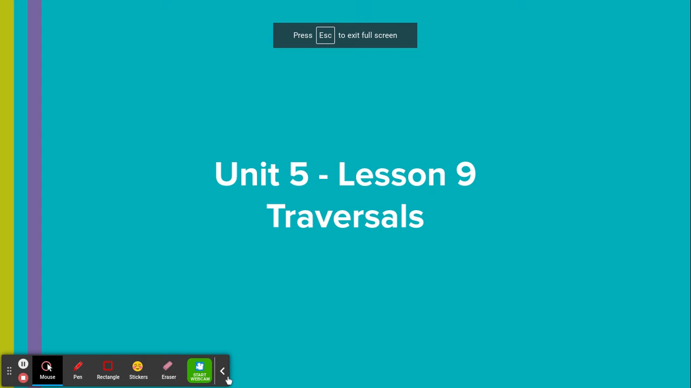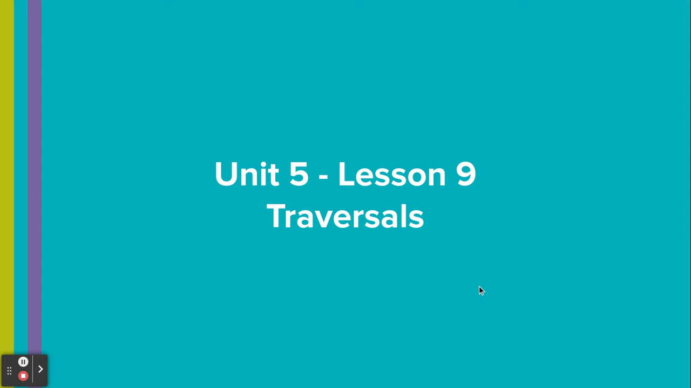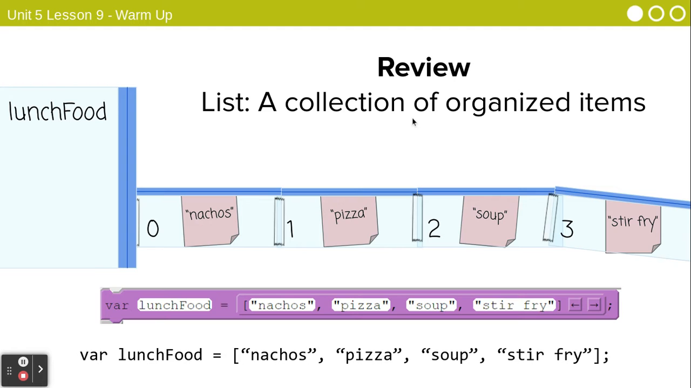Everybody. Today we're going to talk about the third and final part of this unit, and that's on traversals. So just a quick little review of the other things we've talked about this unit. A list is just a collection of organized items. All right, so here's the list that we dealt with the first lesson. So these are just three different ways to write the same list.